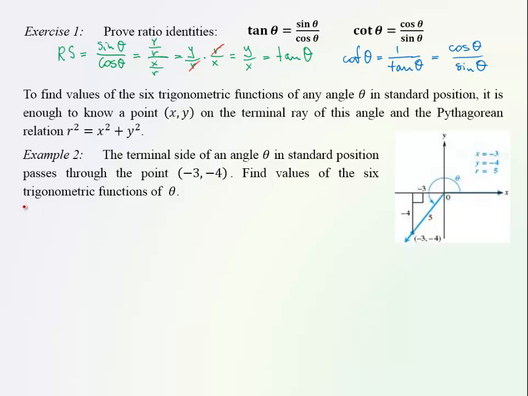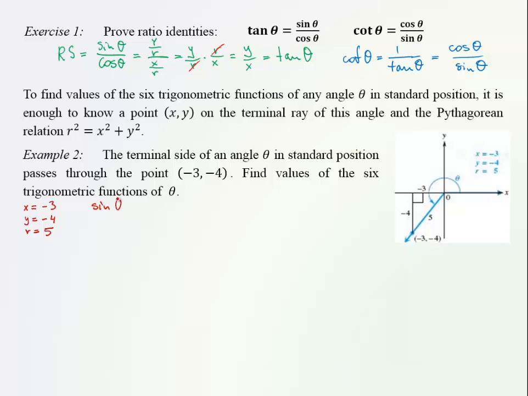Okay, so let's list what's x, y, and r, and then we're going to use the definitions of trig functions in terms of x, y, and r. So x was -3, y -4. Radius r is always positive, so it will be plus 5, because that's the distance of the point from 0. So we're ready to list the values of the 6 functions.